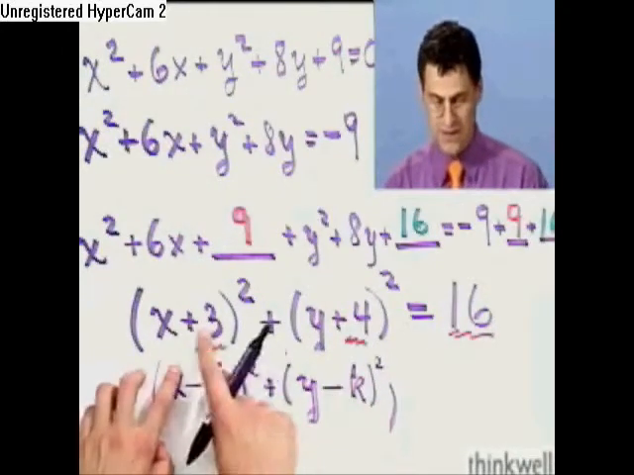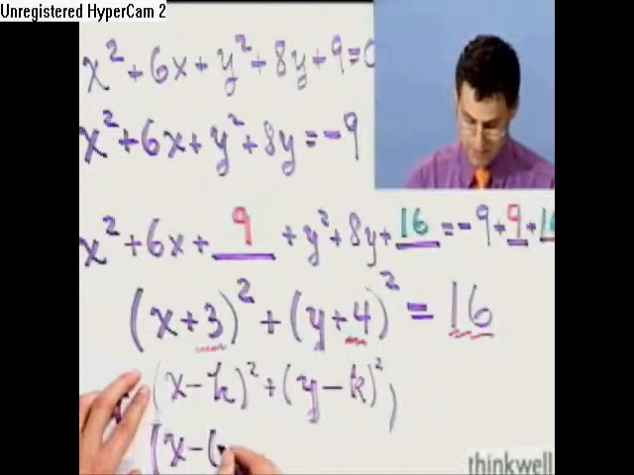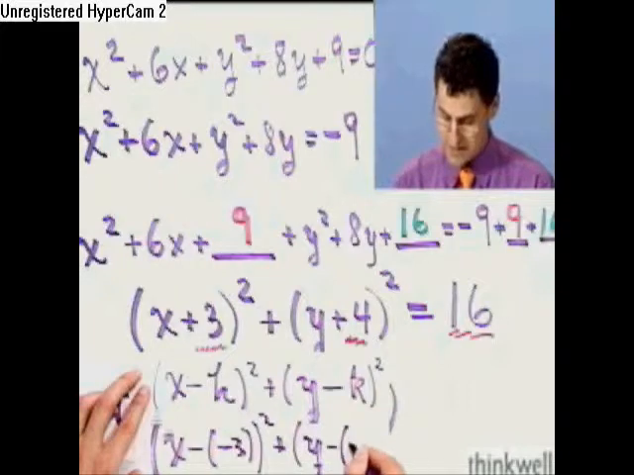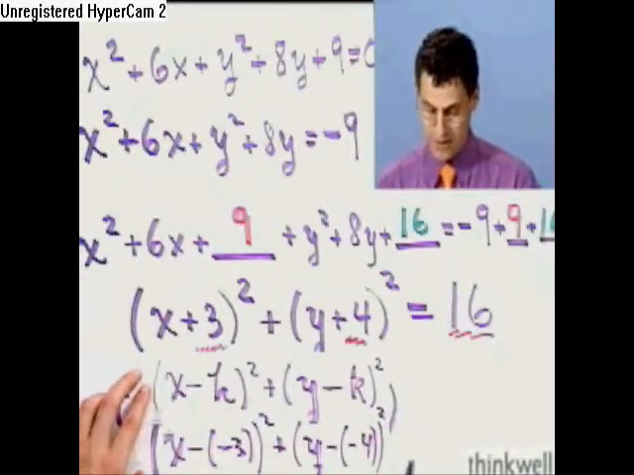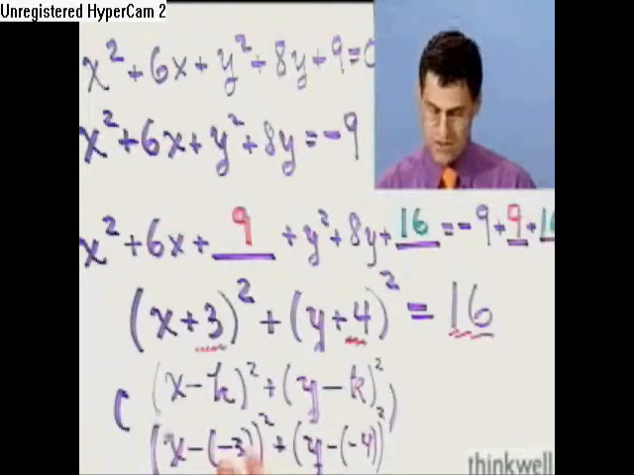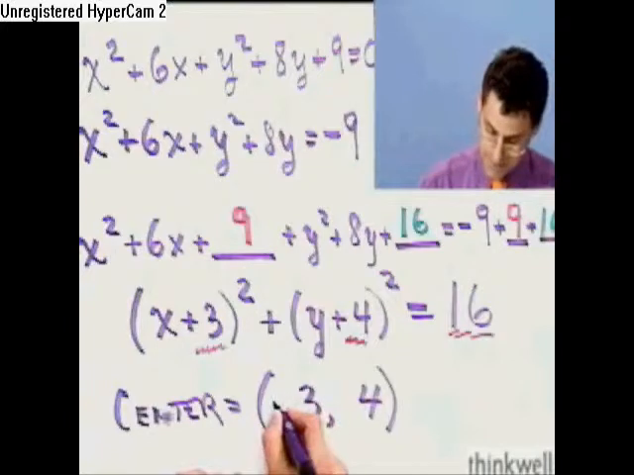So I have to write these things as minuses, which I do by saying x minus minus 3 squared plus y minus minus 4 all squared. And then it's more apparent what the center is. The center is at minus 3 comma minus 4. So in fact what I should say here is minus 3 comma minus 4.